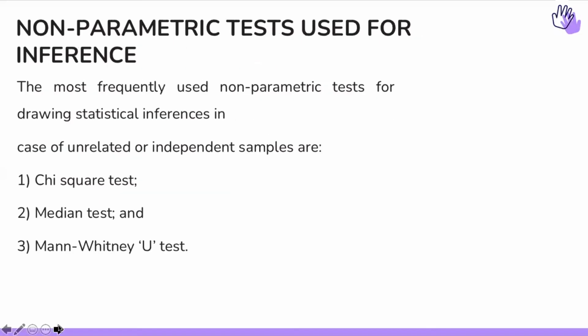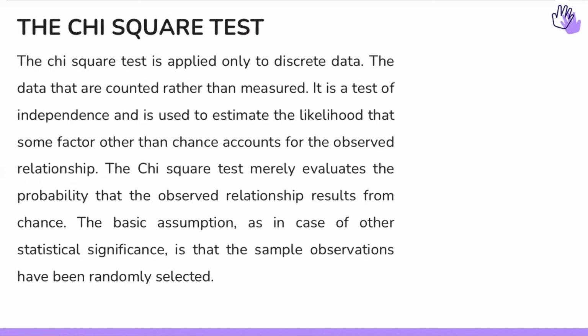Now let us study the non-parametric tests used for inferences. The most frequently used non-parametric tests for drawing statistical inferences in case of unrelated or independent samples are: first, the chi-square test; second, the median test; and third, the Mann-Whitney U test. So let us study the chi-square test.